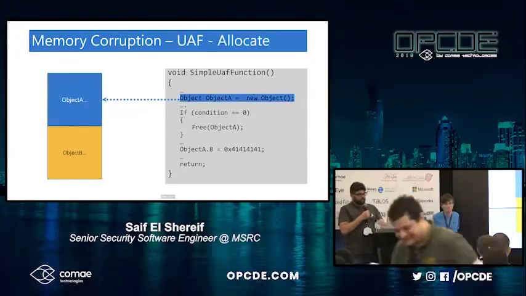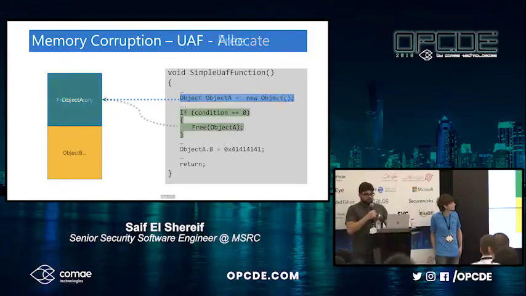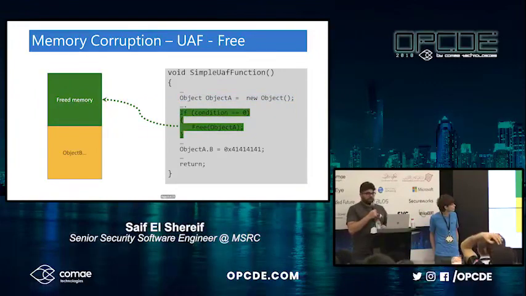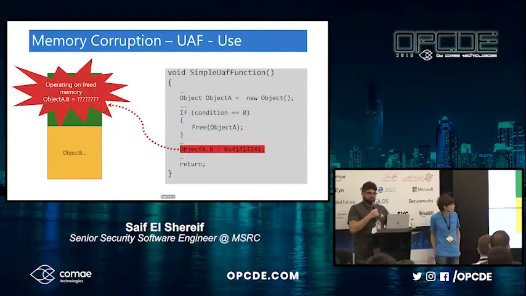At some point, the function will allocate an object. We'll call it object A. And within a certain condition, something will happen and the object will be freed. When the object is freed, the function later on works on an object member, which is object member B, and tries to assign a value to it. When that happens, we'll actually get some memory corruption primitive because it's working on freed memory.